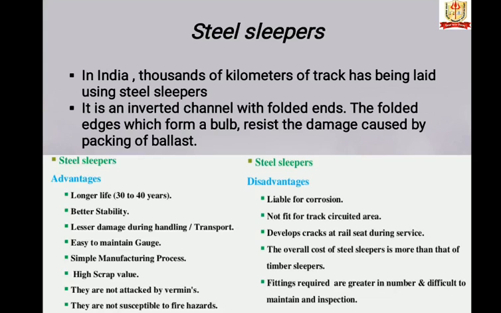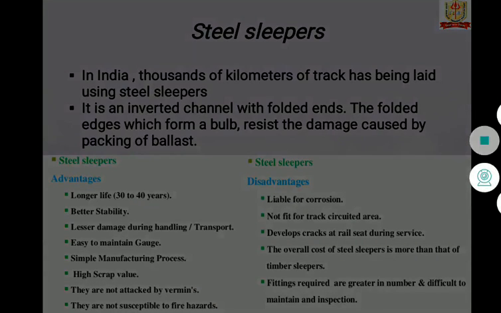Disadvantages: steel sleeper is liable to corrosion, not fit for track circuited area, develops cracks at the rail seat during service. The overall cost of steel sleeper is more than that of a timber sleeper. Fittings required are greater in number, and there are difficulties in maintenance and inspection.